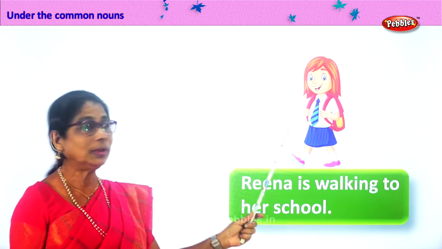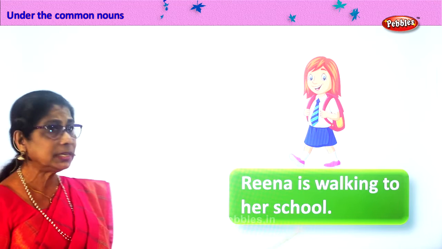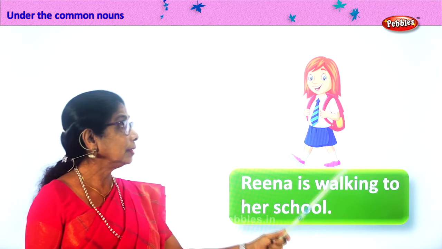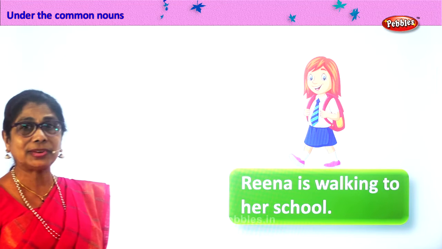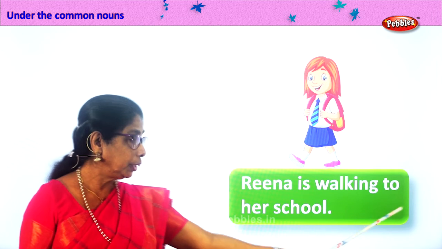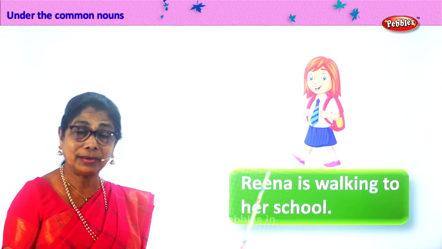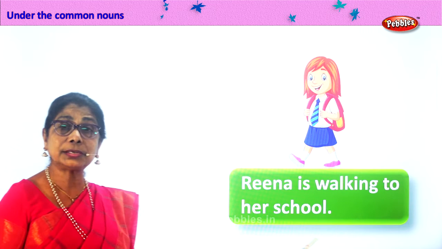Look at this little child. Little girl, where is she going? She says she's going to school. She's so happy. She's in a uniform. Let's read the sentence. Reena is walking to her school. Reena is walking to her school.